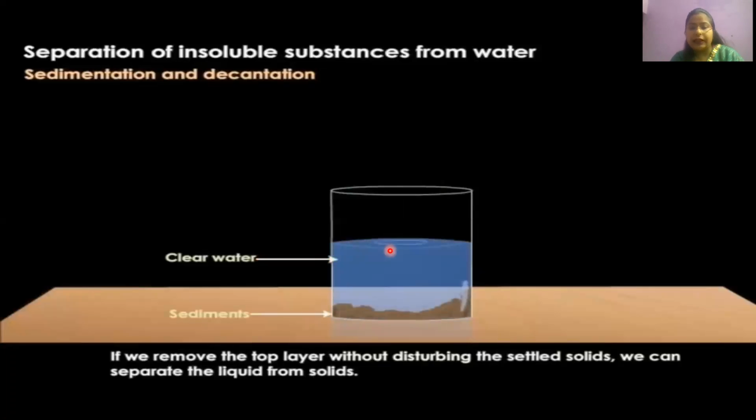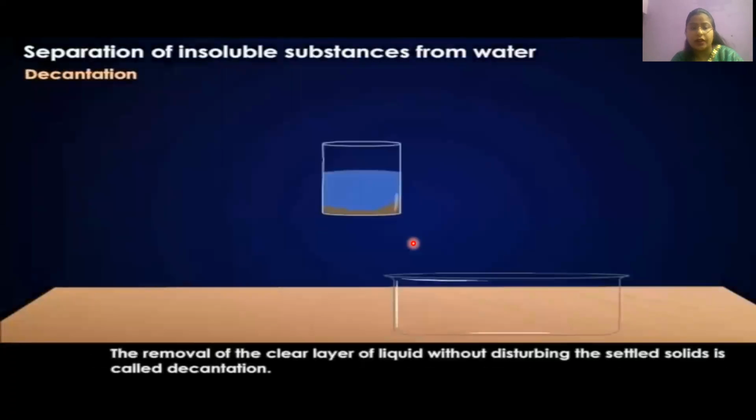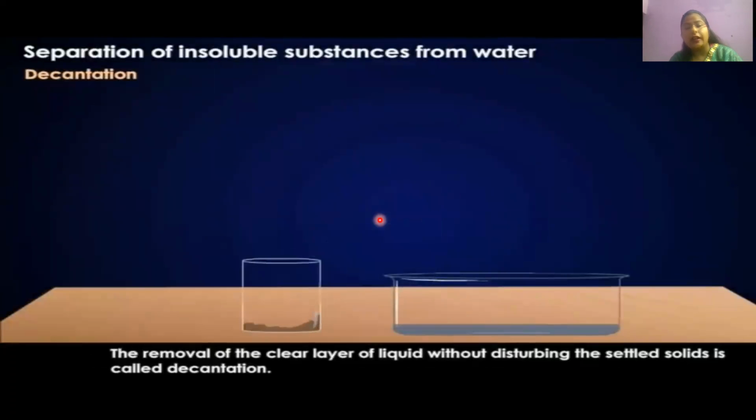We can separate the liquid from solids. You can see at the bottom, there are some solid impurities. This is known as sediment and this is known as clear water. Now what are we doing? Decantation. Now we are removing the clear water of a liquid without disturbing the settled solid. That process is known as decantation.